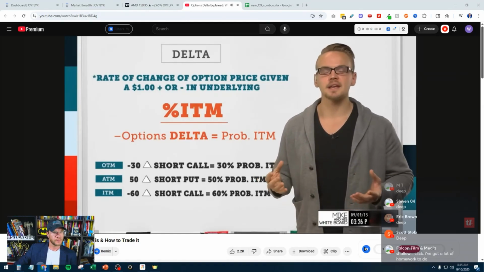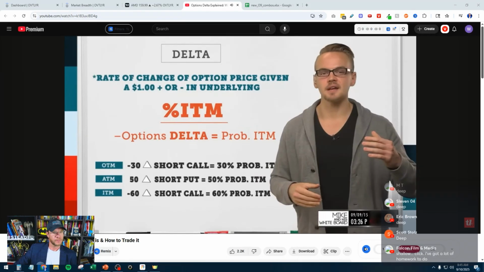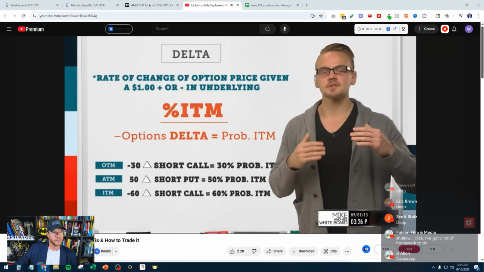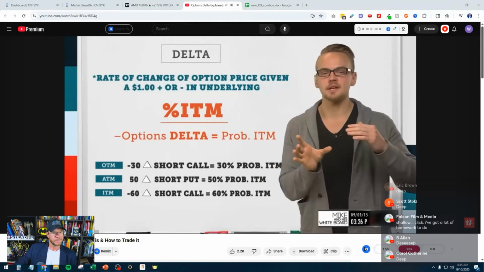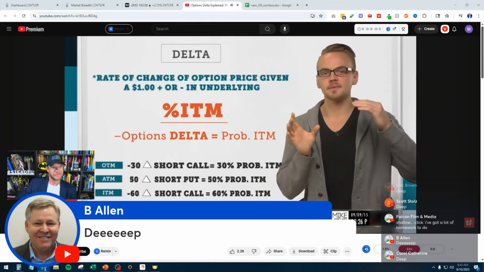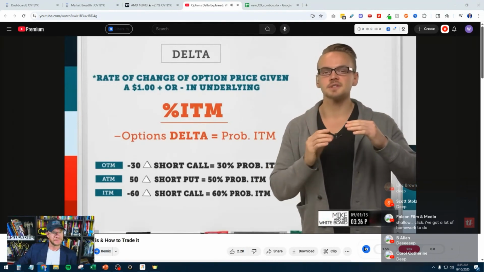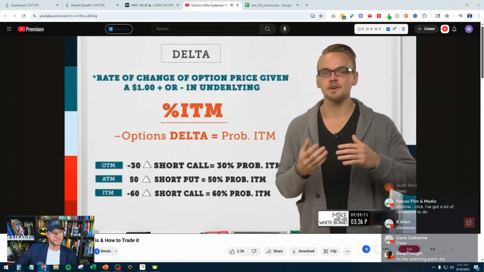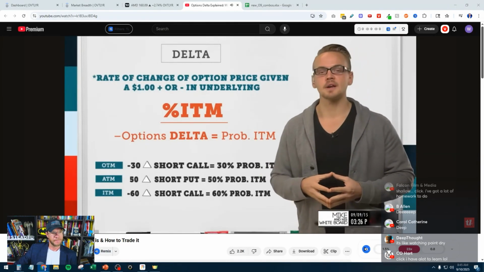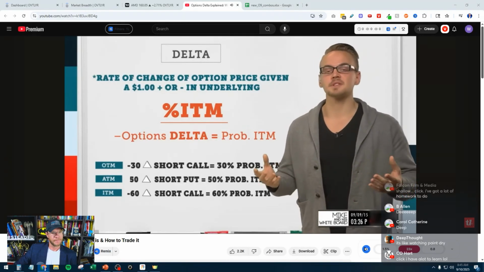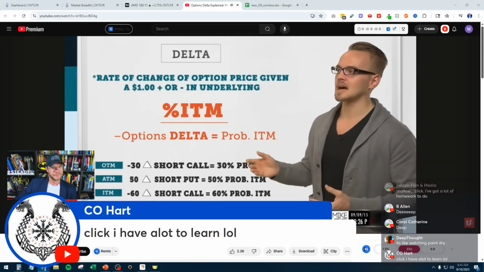A quick way we can calculate that is by taking 100%, and you can subtract any number that you have. If I know the probability of being in the money, I can subtract it from 100 to get the probability of being out of the money, and vice versa. So if I've got a 30% probability of being in the money, I've got a 70% probability of being out of the money, and that's a high probability trade.